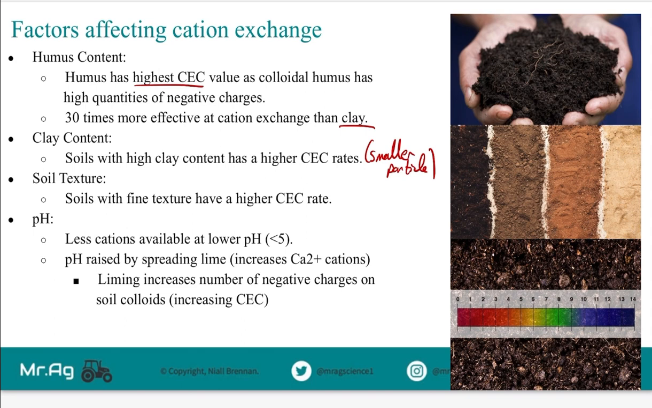And our pH, fewer cations are going to be available at lower pHs of 5 and less than 5. So if we can increase our pH by spreading lime, increasing the amount of calcium and magnesium ions in our soil, liming is going to increase the amount of negative charges in our soil colloids, and that is going to increase our cation exchange capacity.